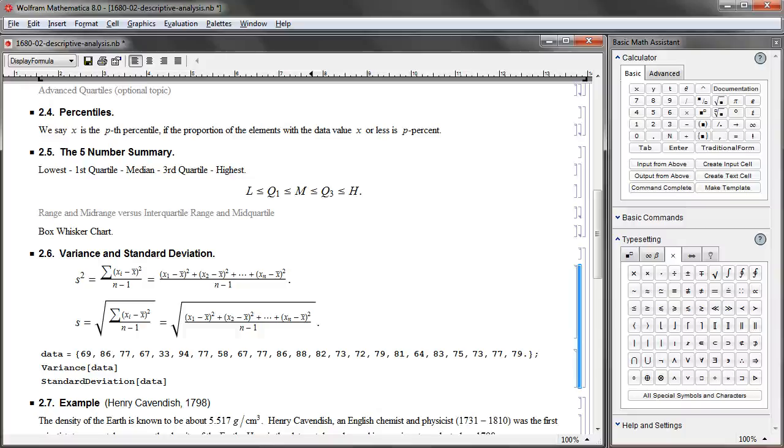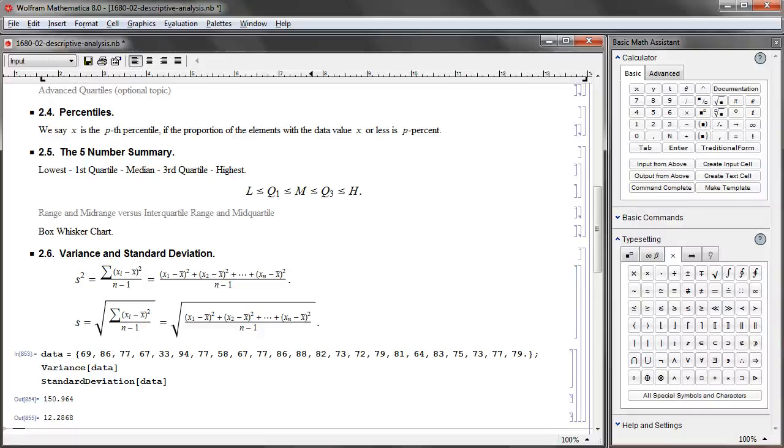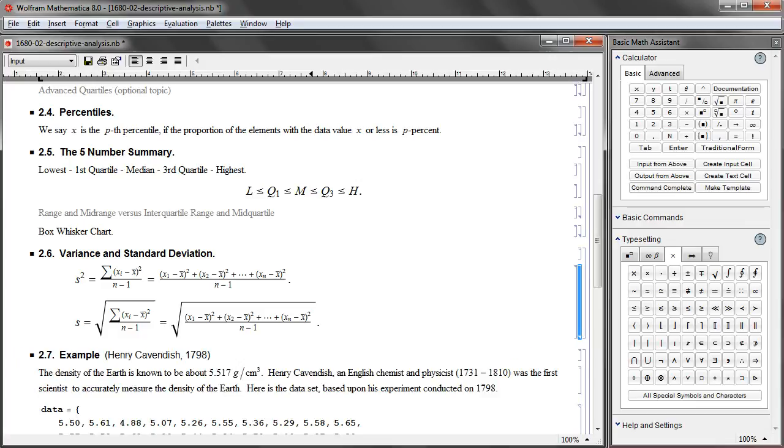And in this case, I'm using Mathematica, so you can use Mathematica commands to calculate variance and standard deviation like that. And in a separate video, we're going to talk about how to use MS Excel to calculate variance, standard deviation, and things like that. Interquartile range too, by the way.